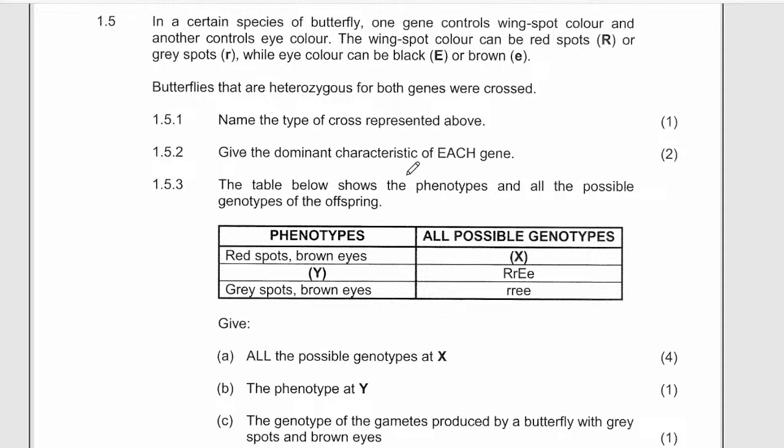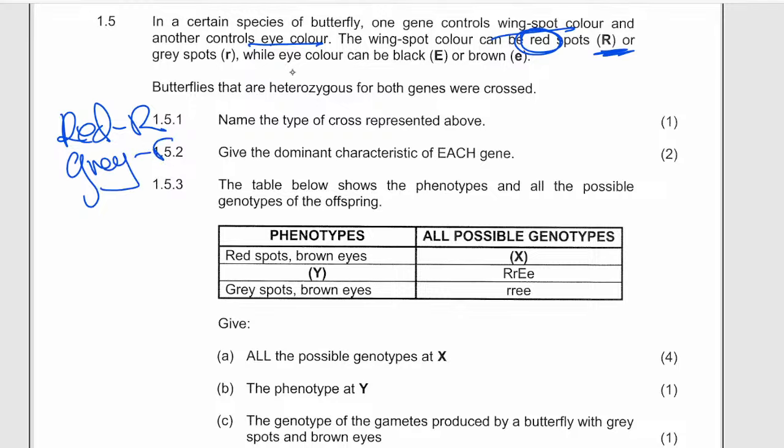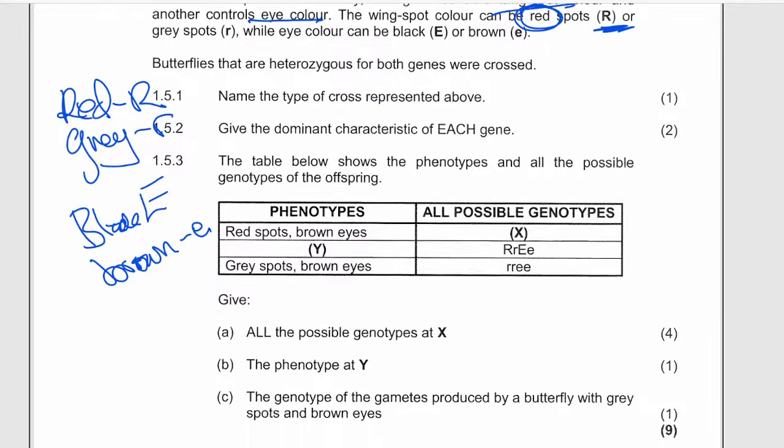All right, in certain species of butterflies, one gene controls wing spotted color and another controls eye color. So they're saying that the wing spotted color is red. Meaning that if we come here, we shall say red is capital letter R, or gray, meaning that is small letter r. And then the color black is capital letter E, and brown is small letter e. All right. So now, since you know that, then we can answer the question.